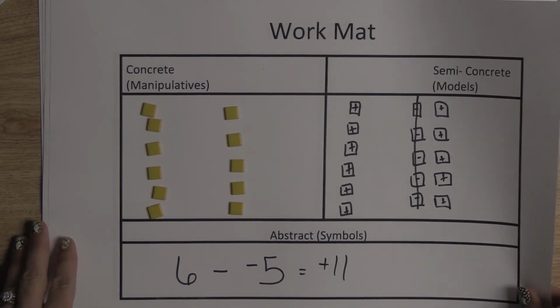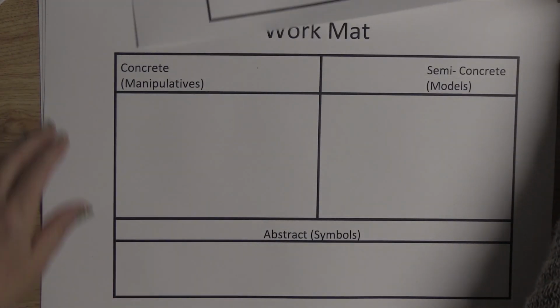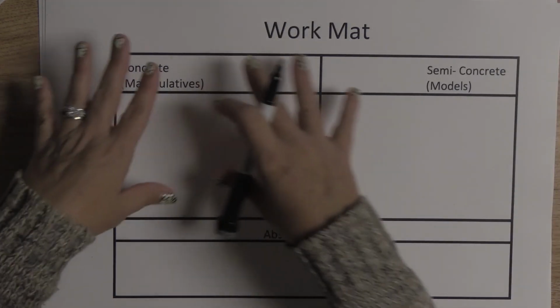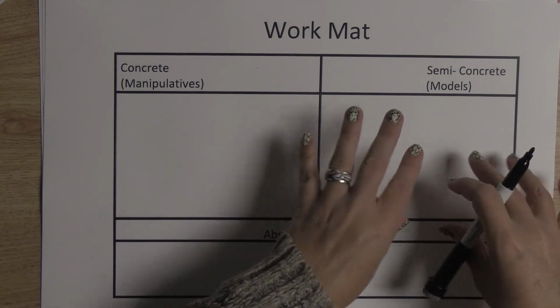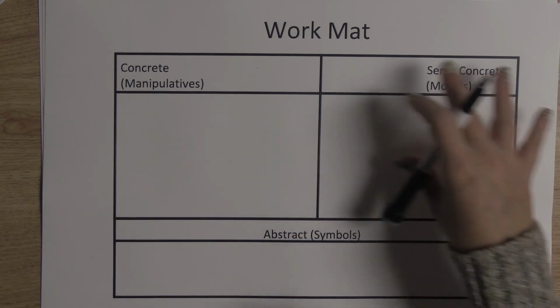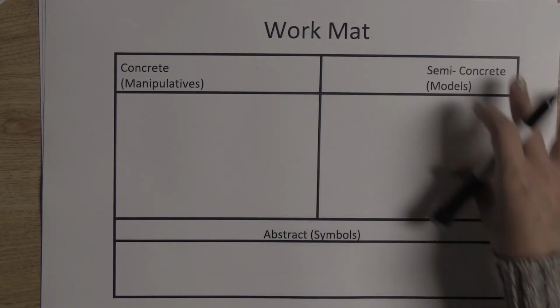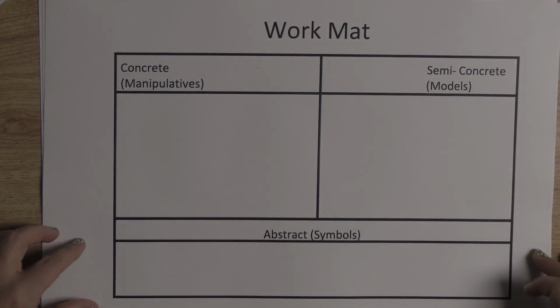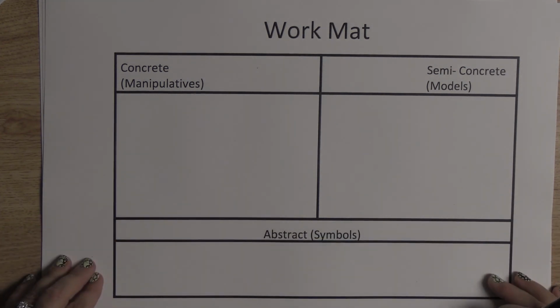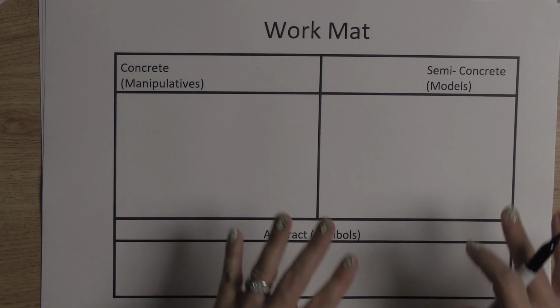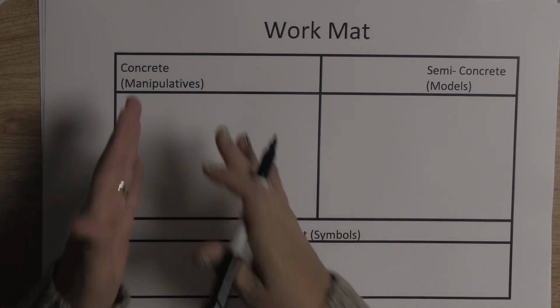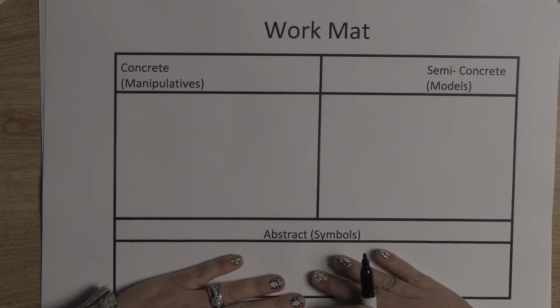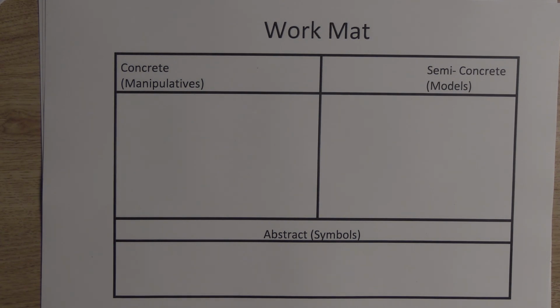So with this work mat, what I like about this work mat and what I love to see students doing is I love to see them building here. They are doing the drawing, putting the mental image here, and then here is the abstract where they're just writing out the problem. They have all of this going at one time. You can choose just to do the two parts without the abstract. So that's a choice that you have.